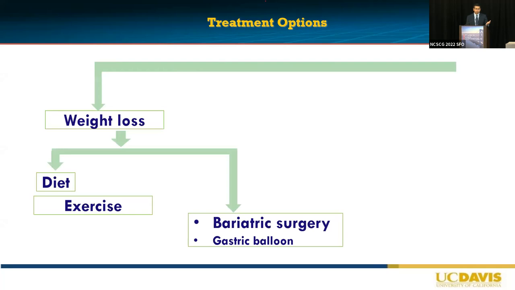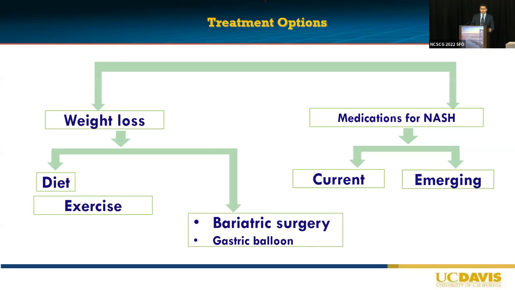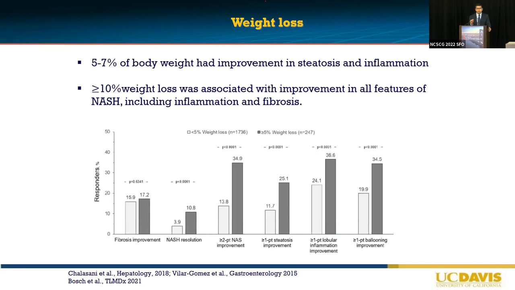So, treatment, the mainstay remains weight loss, and that is important. I'll show you some data on that, either by diet, exercise, and of course, bariatric surgery works in most patients, and the new treatment is gastric balloon, and hopefully we'll see more data on that in the future. In terms of the medications, I'll show you some current and also emerging treatments. So the weight loss, 5 to 7% of the body weight had improvement in steatosis and inflammation.